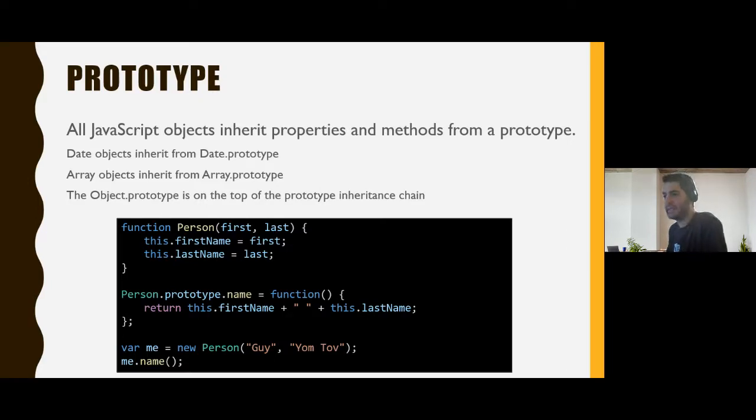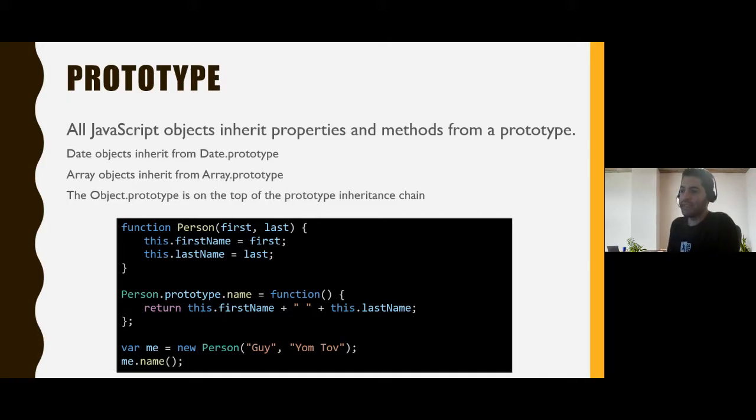So you can see here, I declared a function, which is also an object, right, of a person. And I'm just assigning variables inside. And I can do Person.prototype.name and actually add a function to the prototype of Person.